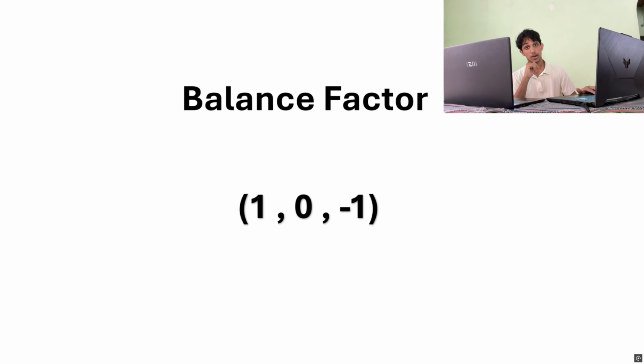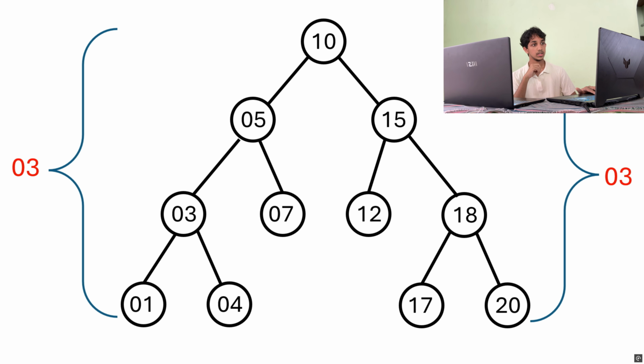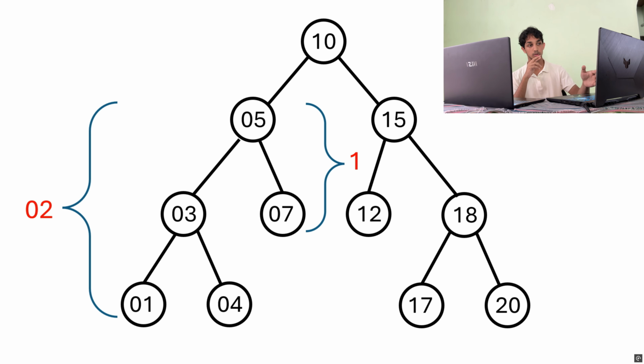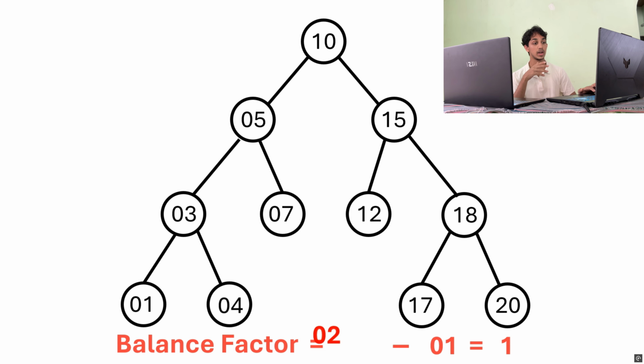Let's take another example. In the same tree, if we take this part of the nodes, there are 2 nodes and 1 node. If we subtract and get the balance factor, you can see it is only one, which means it is also balanced.